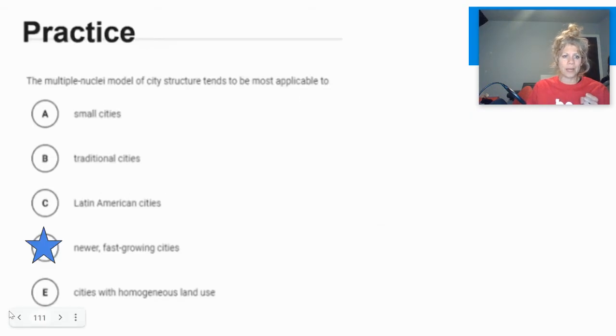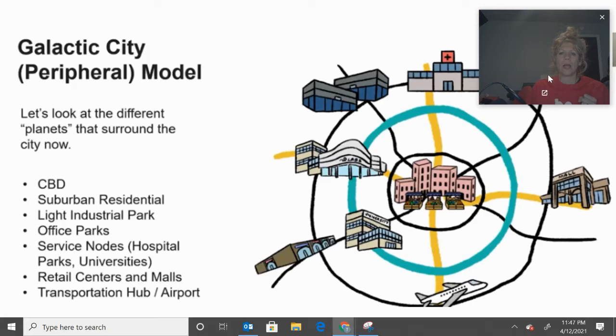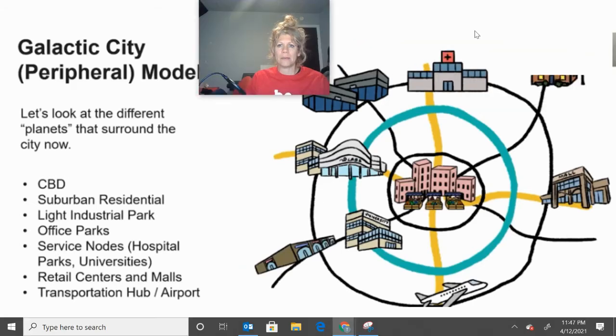Okay. Let me back up. All right. So we look at this and we see some familiarity here of these supposed edge cities that are developing around these beltways and different thoroughfares for cars.